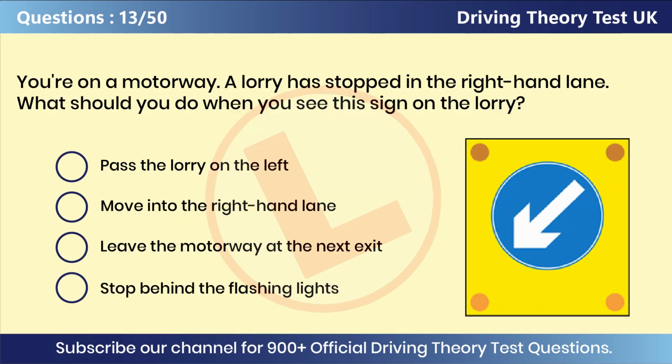Question 13. You're on a motorway. A lorry has stopped in the right-hand lane. What should you do when you see this sign on the lorry? A. Pass the lorry on the left. B. Move into the right-hand lane. C. Leave the motorway at the next exit. D. Stop behind the flashing lights.